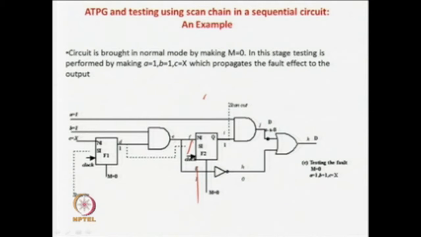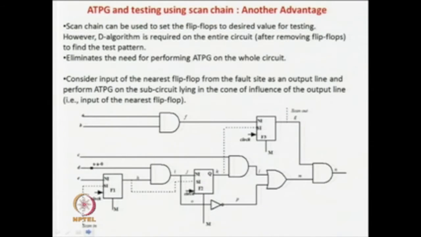So, if there are 10,000 flip flops, say for example in your circuit, then the problem is that you have to have 10,000 clock pulses to set the flip flop first or reset the flip flop first, and then only you can apply the final pattern. So, that is the only problem that is remaining with this scan chain.